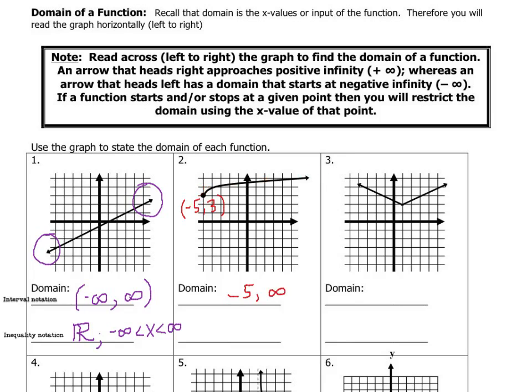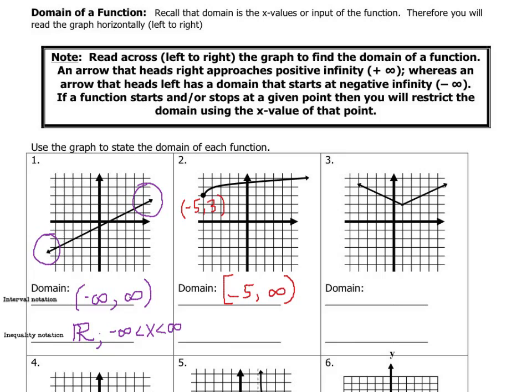Now let's put some brackets on this. So I mentioned before that for these infinities over here, we used soft brackets, okay? And we always use soft brackets for infinity, so I can go ahead and put a soft bracket on this. For this negative 5, since there's an actual point here, I can touch negative 5, I'm going to use a hard bracket. So this bracket here is referred to as a hard bracket, and that means that it includes that point.